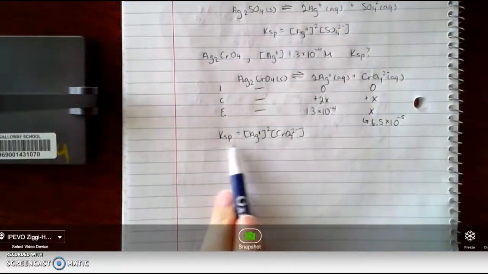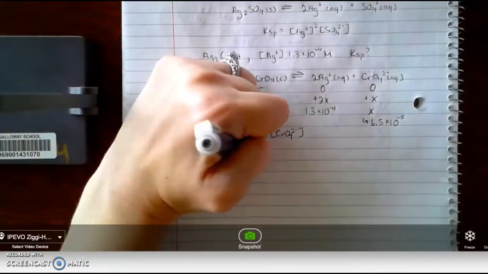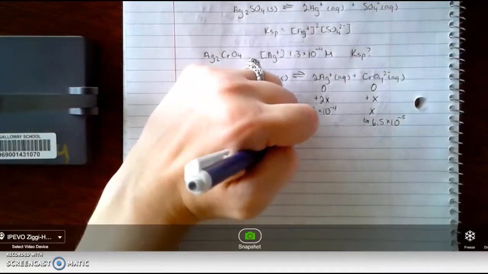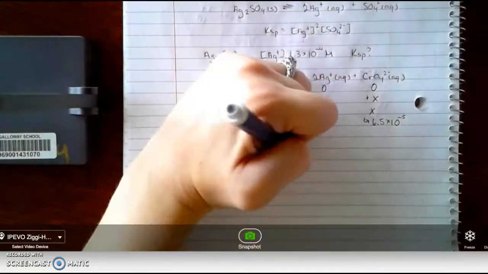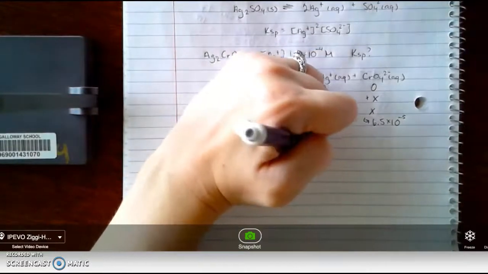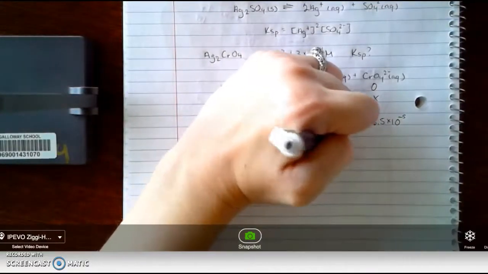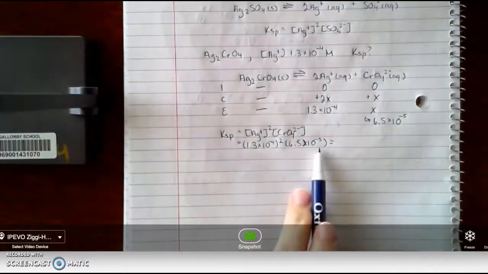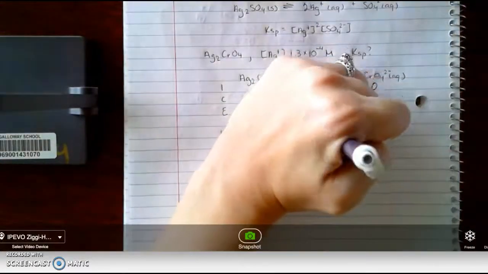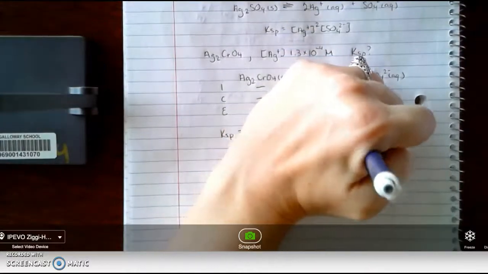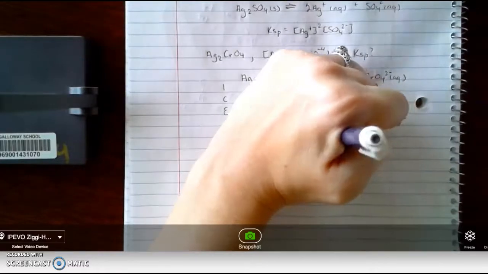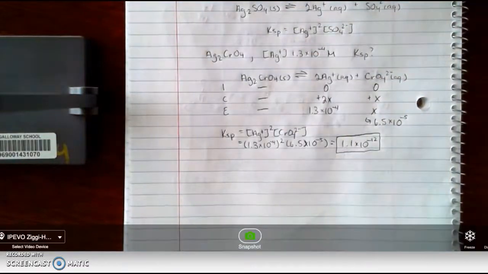So now all I have to do is plug into my equilibrium expression here, 1.3 times 10 to the negative fourth, and then don't forget to square that number, and then times 6.5 times 10 to the negative fifth. The answer when we plug this in for our KSP is going to be 1.1 times 10 to the negative 12th. And again, we're not going to use any units on our equilibrium constant.